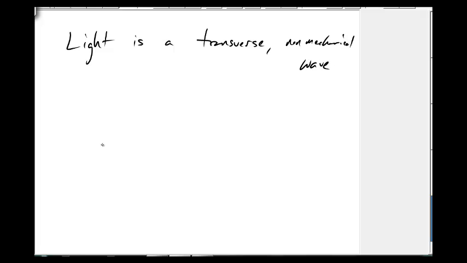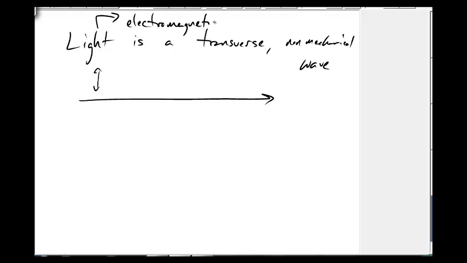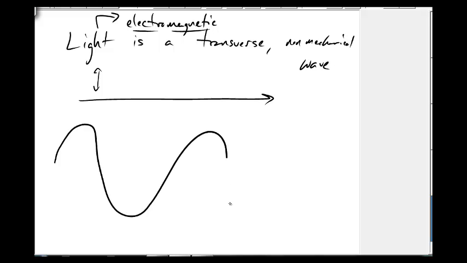It's transverse because the wave is going to move to the right, but the parts of the wave are going to move up and down. Light sometimes is called electromagnetic. It's got two very distinct parts. It's got a part of the wave that goes up and down. That's the electric part. And it's got a part of the wave that goes into and out of the screen. That's the magnetic part.